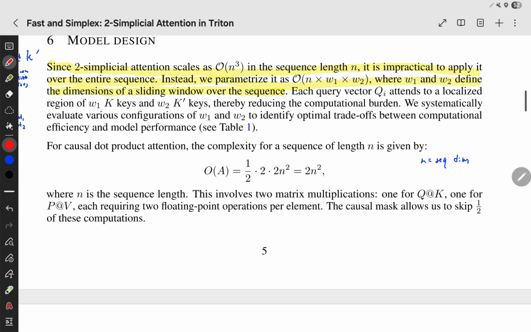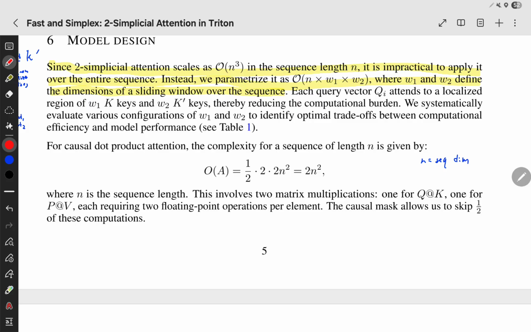If we just natively apply the two simplex attention that they describe above, you get a cubic operation, obviously, because you're adding this third dimension. So that's a problem, because it's already hard enough to compute quadratic attention. So we have a problem.